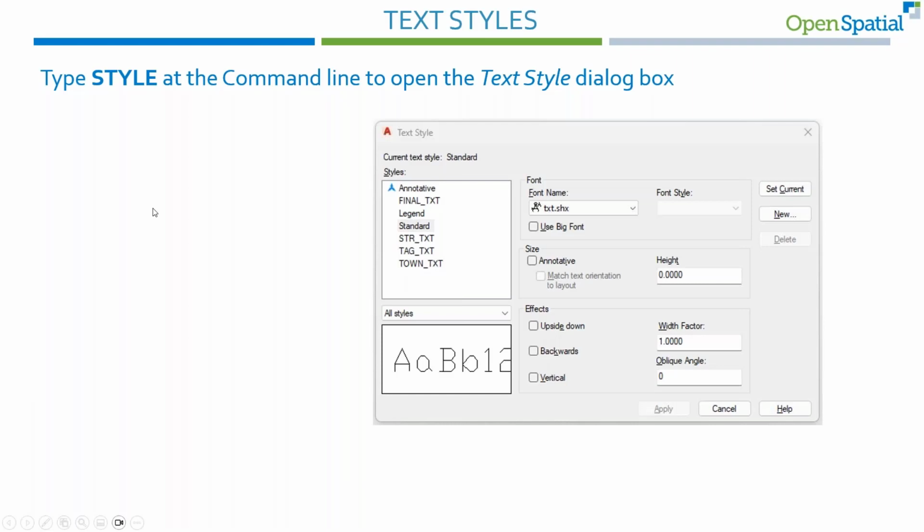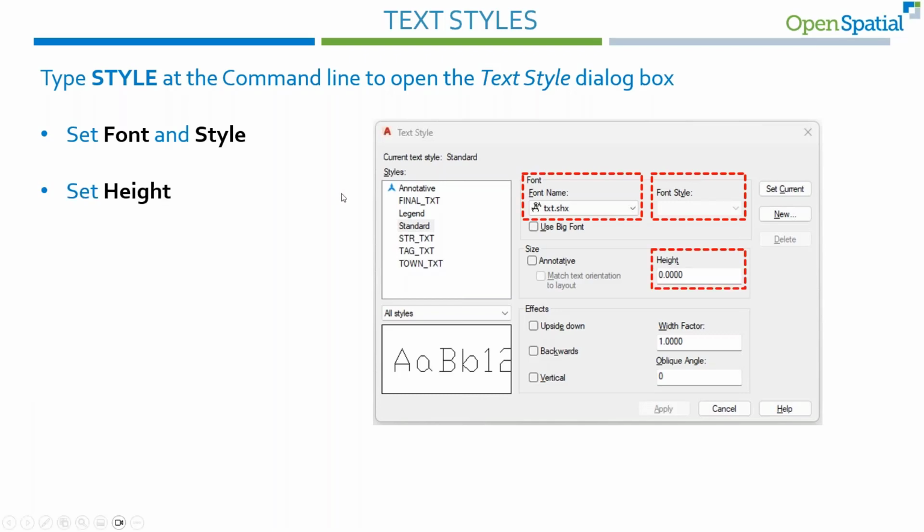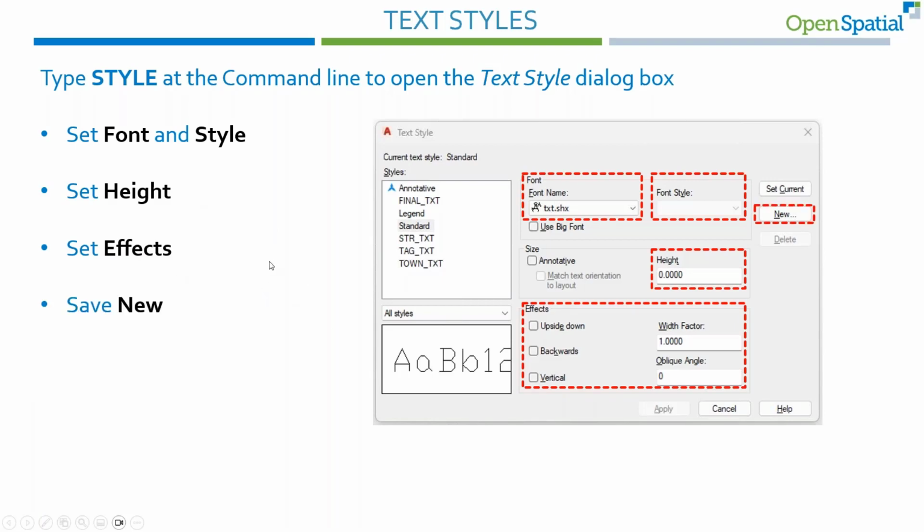So we're just going to have a quick look at the text styles that we are working with. Remember, we started off with AutoCAD coming from the DOS days, so some of those original fonts still exist from the DOS days. You can specify your own TrueType fonts or use any of the TrueType fonts on the machine. You can set the effects, whether you want it upside down, backwards or vertical, save your new style, and set the current style.